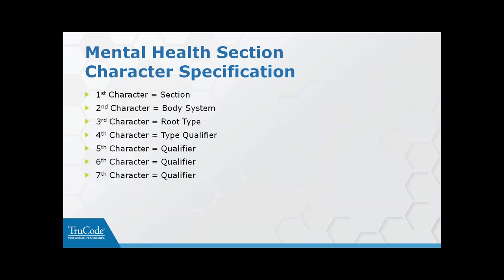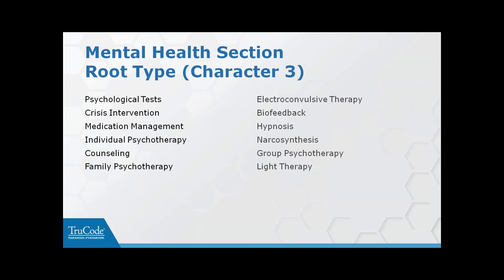So the first character is going to tell me the section it is. As we looked at, G is for mental health and the H is for substance abuse. That's going to always be one of your first characters. The second character is the body system. If there's something specific to the body we're doing, many times here it's going to be more general. The third character is going to be the root type, the type of procedure we're doing, whether it's psychotherapy, whether it's going to be treatment, whatever it might be. And then the fourth is going to be the type qualifier, and then the 5th, 6th, and 7th are kind of open for anything we might need to do in the future.